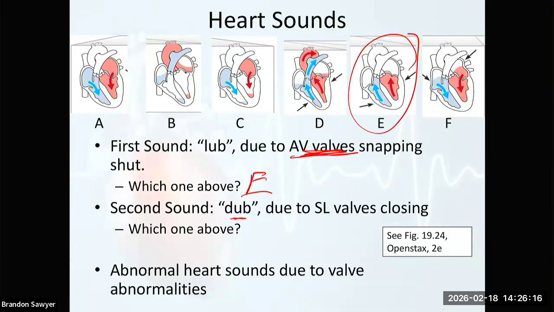The second one is dub. This one is occurring at B, at the end of ventricular contraction, when the blood turns around and tries to get back to the heart and snaps the aortic valve shut. That's our second sound.